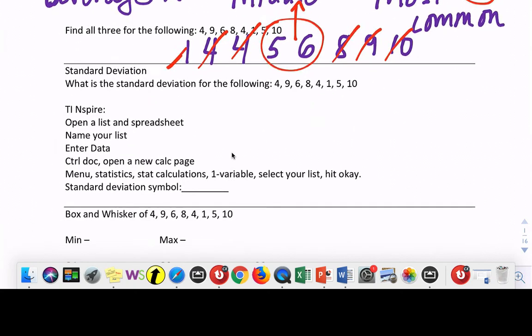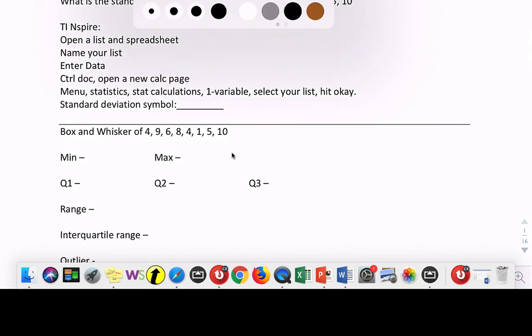All right, next we looked at standard deviation. The definition of standard deviation is the average distance of each term from the average. And if we look at our numbers, they're pretty close together. So if you were estimating right here, the standard deviation is going to be pretty small because these numbers aren't spread out very far. So to find the standard deviation, we can do this on the calculator.